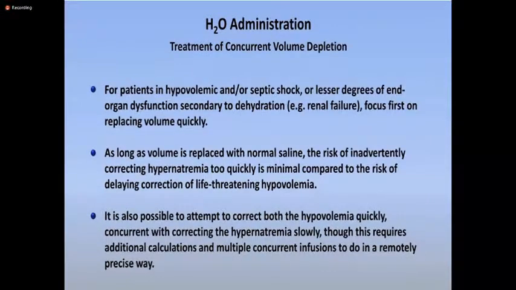Then, of course, we said if the patient has concurrent volume depletion, this is also life-threatening. So this one should also be sorted out. And this basically means replacing fluid. And in this case, you can use normal saline.